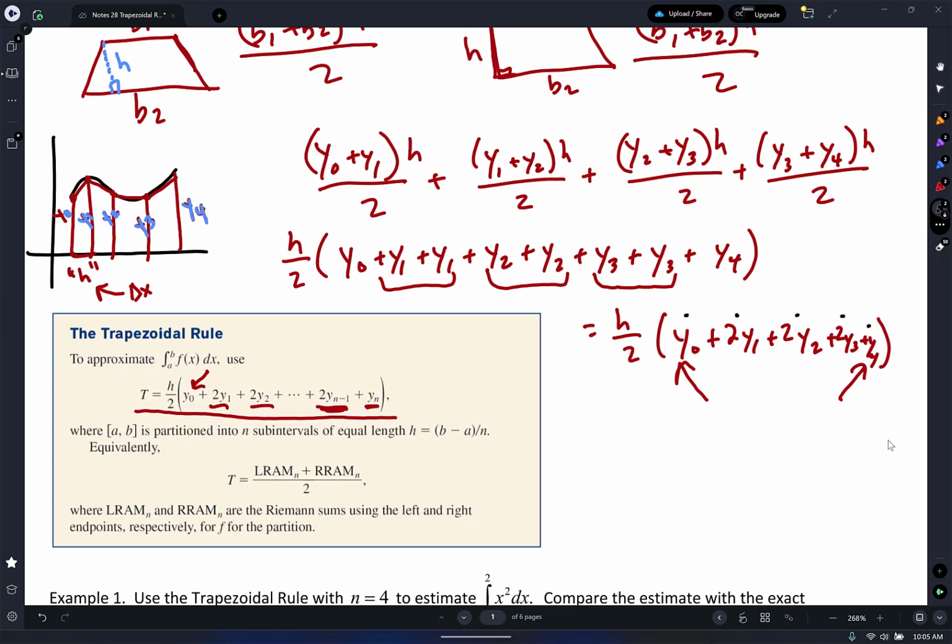Cool or not cool? And then this is just saying that these two are equivalent. You can prove that with geometry. It's the same. LRAM plus RRAM divided by 2 will get us that, but it's not a big deal. How do we feel? Nothing crazy, right?